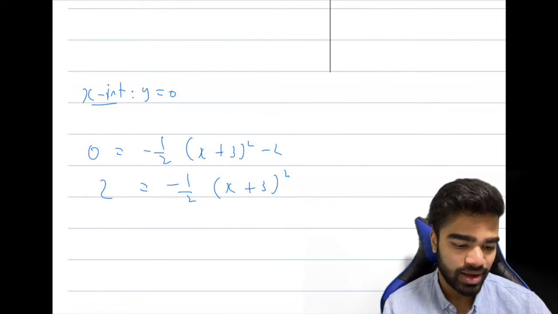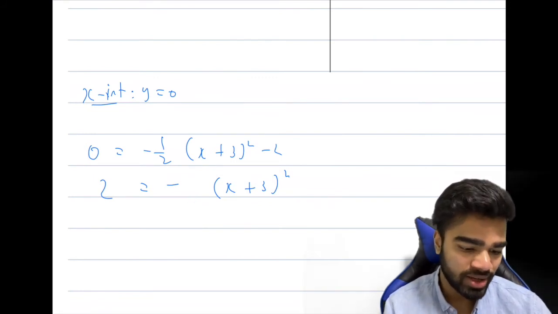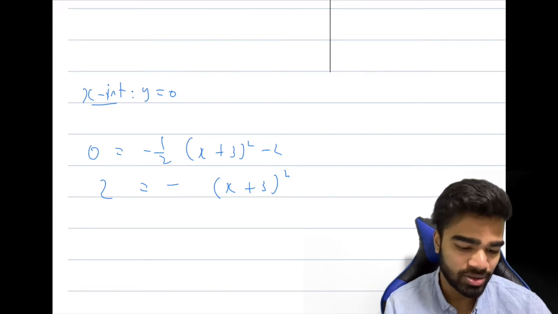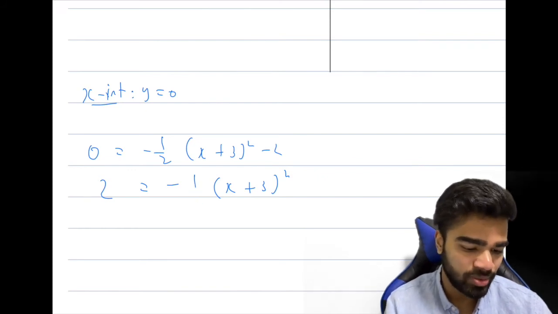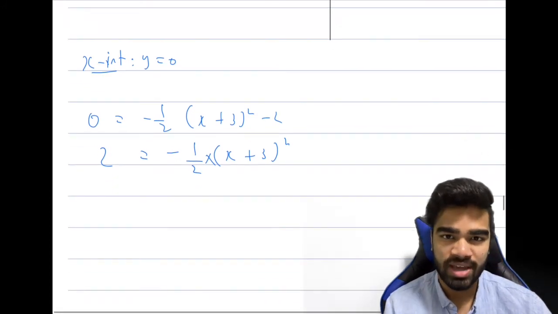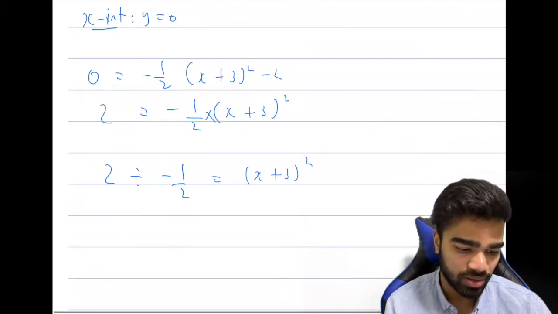Okay, then what do you do? You take negative half to that side. Another way you can think of this, guys, is the same as negative x plus 3 squared over 2, right? It's the same thing. You can think of it like that and then multiply by 2. Or we can do the normal way. Negative 1 on 2 is multiplying, so we're going to take it to the other side by dividing. So 2 divided by negative half is equal to x plus 3 whole thing squared.